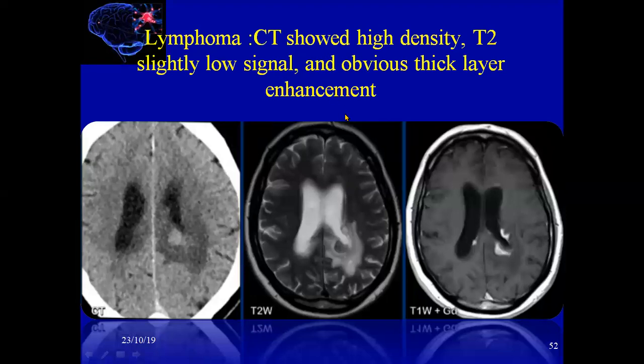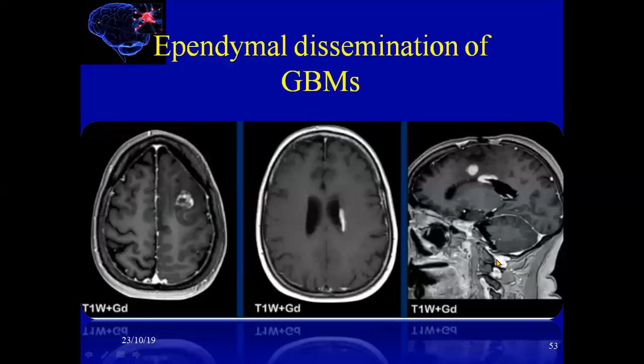Lymphoma, as we see here, CT shows a high density area. T2 here shows low signal, and this is a thick enhancement around the ventricle. Ependymal dissemination of the GBM here, the dissemination of the GBM and spreading of the GBM to the ventricular system.